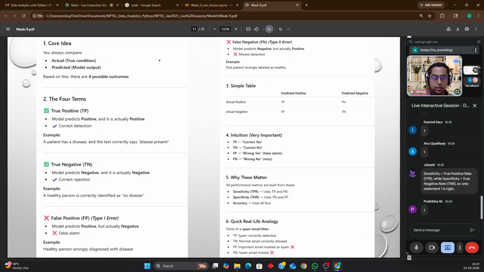Yes, this is again written in this particular terms. These particular terms are written in summary here. The core idea is comparing the actual condition with the model output. True positive is there, true negative is there. False positive is also known as type 1 error. And false negative is also known as type 2 error. Sample table I have already explained. Sensitivity, specificity, and accuracy, as well as real life analogy with medical diagnosis classification or spam classification, you can know.